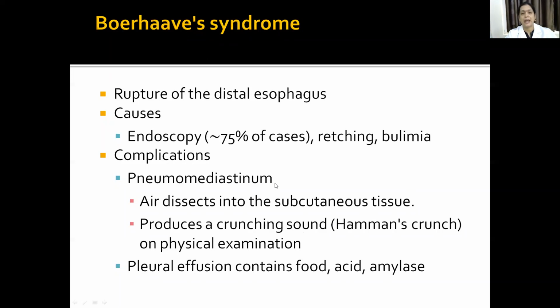Pneumomediastinum, because once you're tearing some mucosa, the air can come into the mediastinum and produce a crunching sound. This is called Hammond's crunch on physical examination. That gives a clue that there's a tear, right? So, pleural effusion that contains food, acid, and mucus.